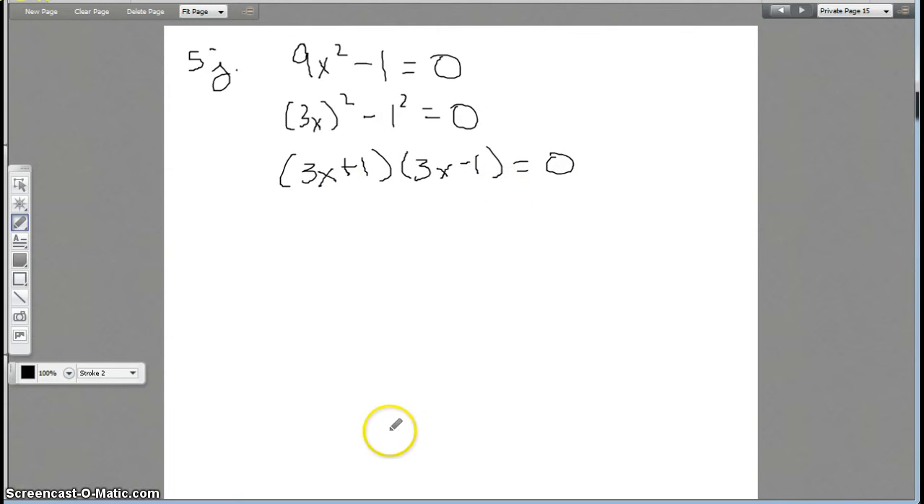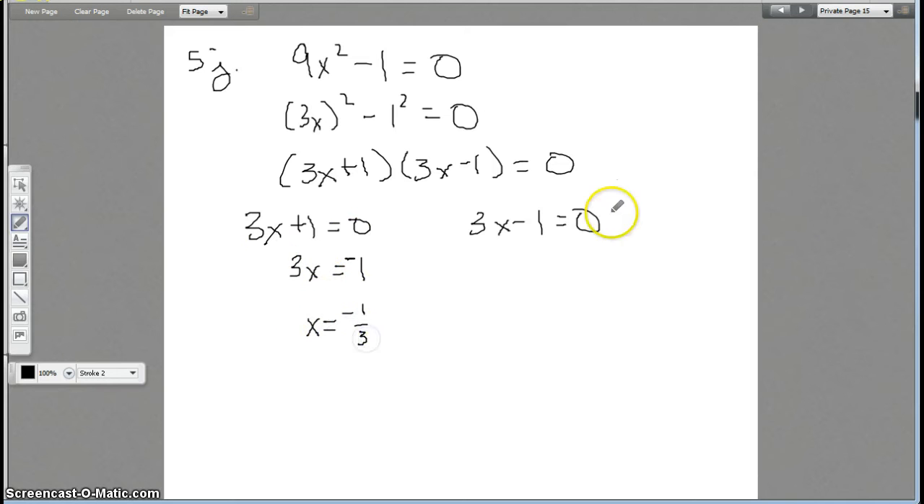So now we can set each of these factors equal to 0. We have 3x plus 1 equals 0 and 3x minus 1 equals 0. For the left-hand equation, we subtract 1 from both sides to get 3x equals negative 1. And now we divide both sides by 3 to get x equals negative 1/3. For the right-hand equation, we add 1 to both sides to get 3x equals 1. And now we divide both sides by 3 to get x equals 1/3. So we have x equals negative 1/3 or positive 1/3. Both of those will give us 0 for our final answer.